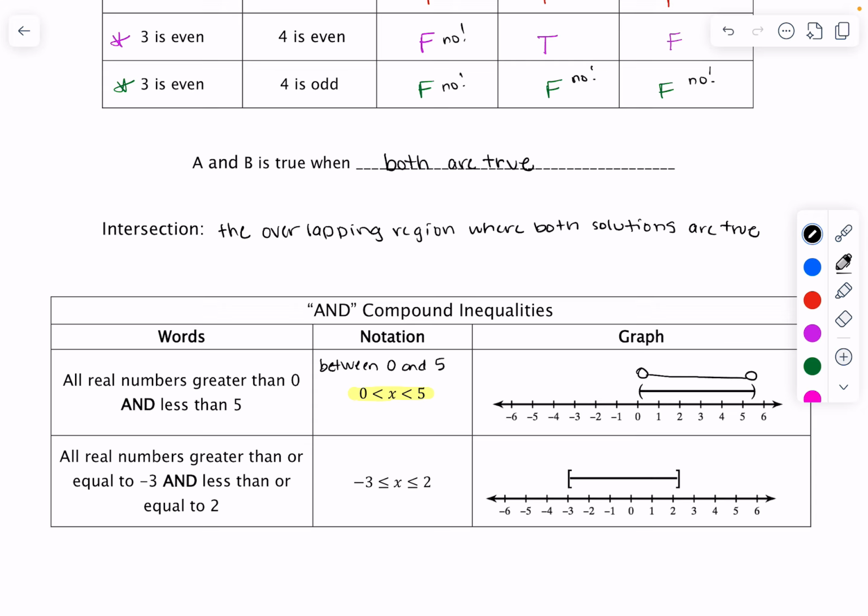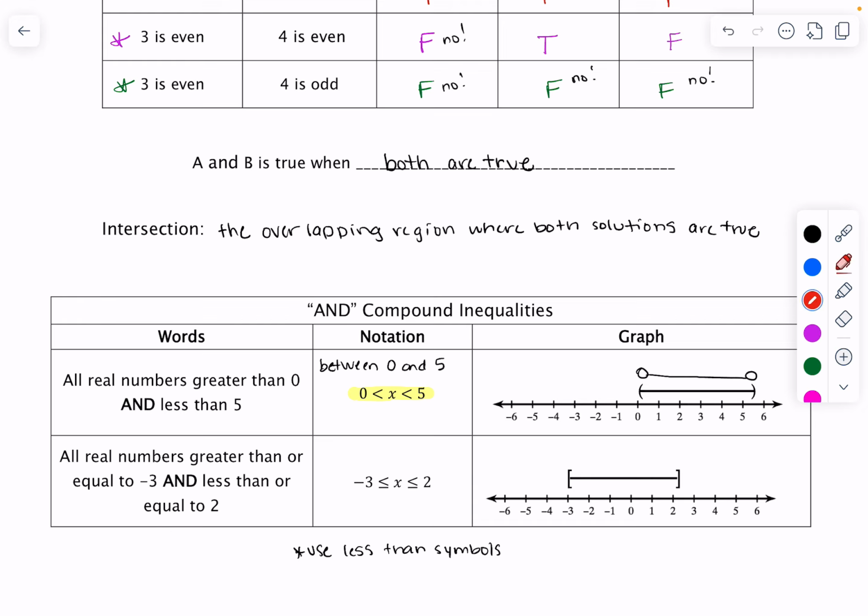And you'll notice in both of these examples, we use less than symbols for this type of relationship. You won't see greater than symbols in your final answer. We always use less than symbols to show something being between.